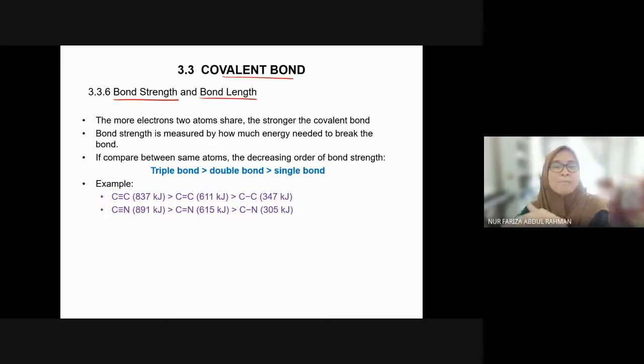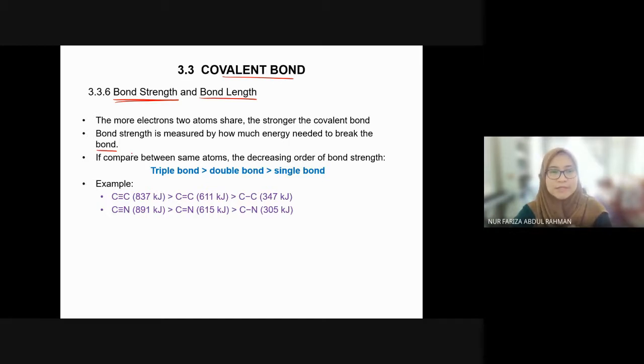Bond strength and bond length. How do we identify the strength of the covalent bond and the length of the covalent bond? So let's go for bond strength first. The more electrons two atoms share, the stronger the covalent bond. Bond strength is measured by how much energy is needed to break the bond.